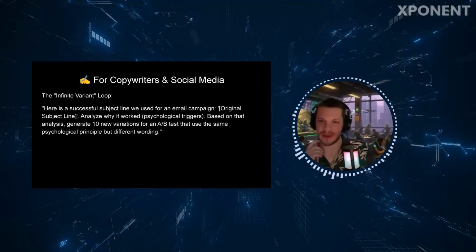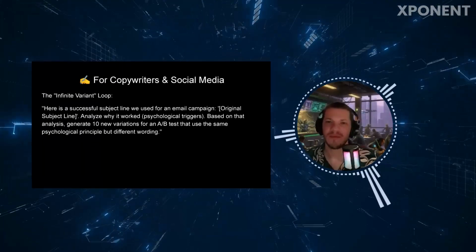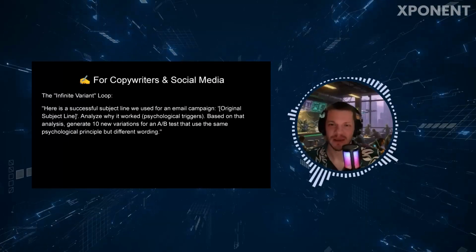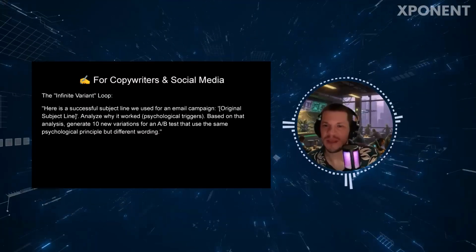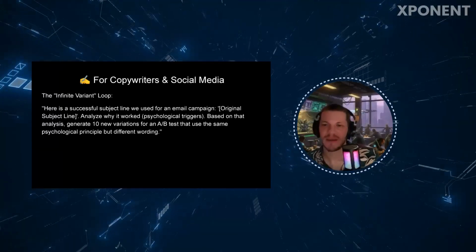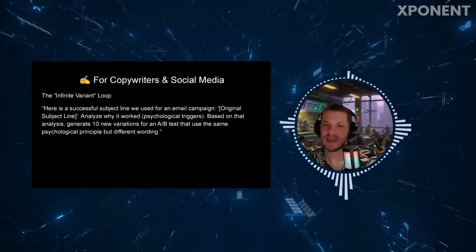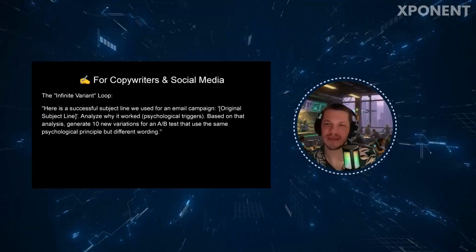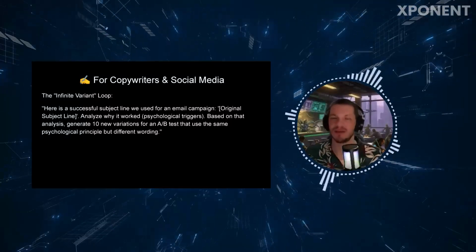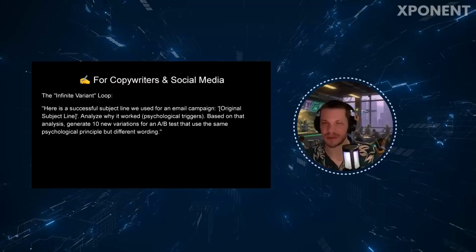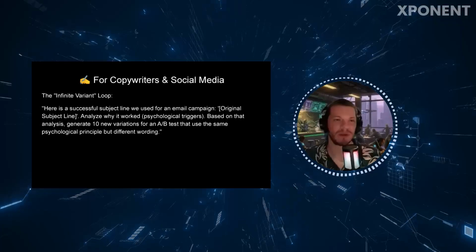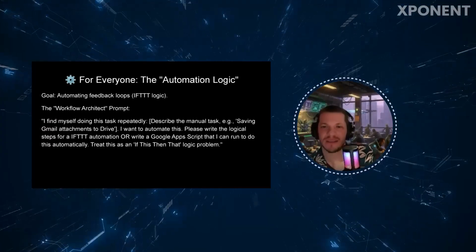And then we've got the infinite variant loop. So if you send out an email or social media post and it ends up being a banger, it gets a lot of engagement, you'll feed that into the AI, say, analyze why this worked, psychological triggers. Based on that analysis, generate 10 new variations for an A/B test that uses the same psychological principle with different wording. So if you do something and you get good results, you can use the AI to mine that idea for even more good results. And then for everyone, this is useful.